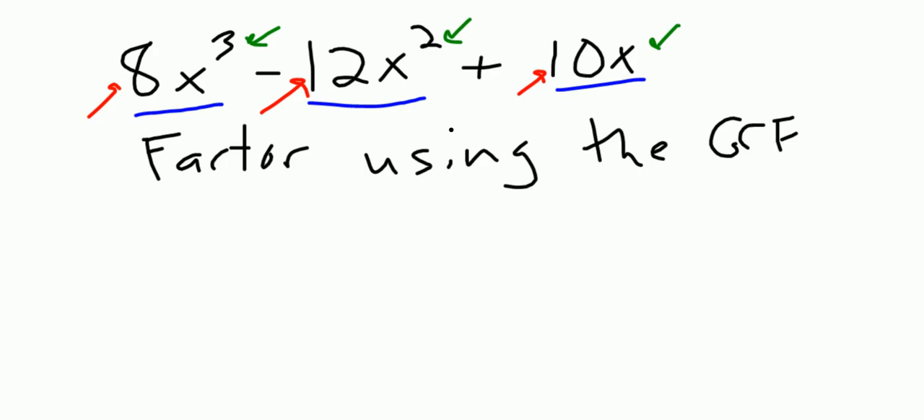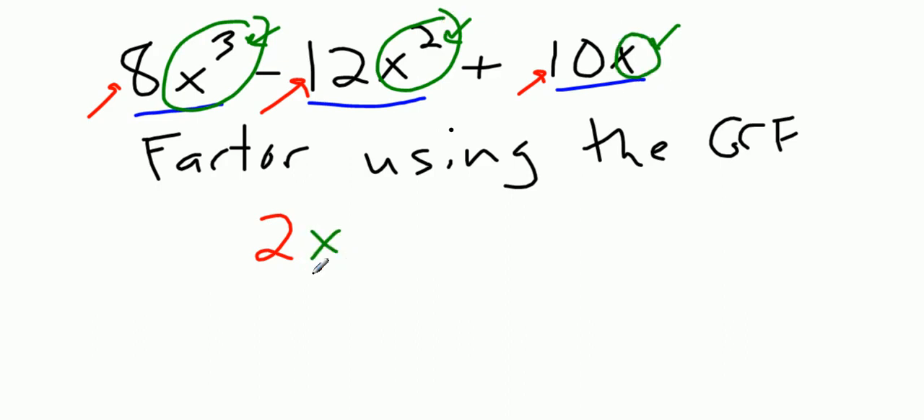When I look at the coefficients, the GCF I'm seeing is a common factor of 2, right? 8, 12, and 10 are all multiples of 2. When I look at the variable terms, I see an x cubed, an x squared, and an x. They all have one x in common. So I'm going to write the GCF as 2x, and then I'm going to put parentheses, because when you factor something, you need to write it as a multiply.